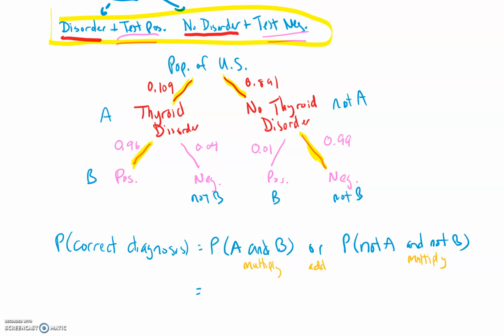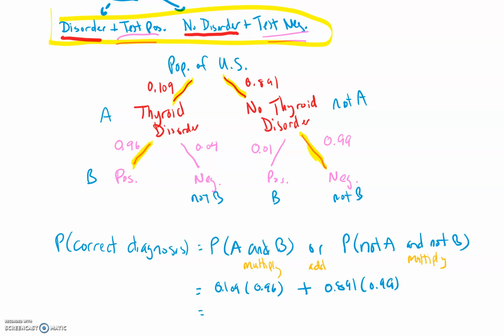Okay, so again, I'm going to multiply. What is the probability of A and B? Well, that is 0.109 times 0.96, which is just multiplying: yes, I have a thyroid disorder, and yes, I tested positive. Then I'm going to add that to the second branch, the second path, which is 0.891 times 0.99, or no, I didn't have the disorder, and no, I did not test positive. And then we're just going to add those together.